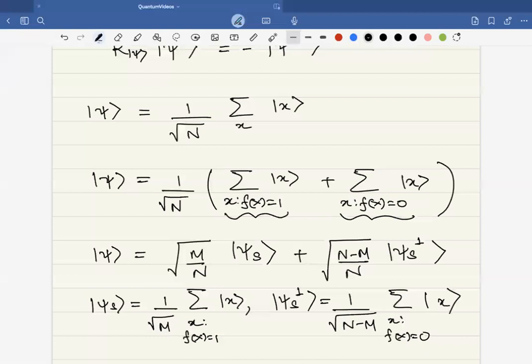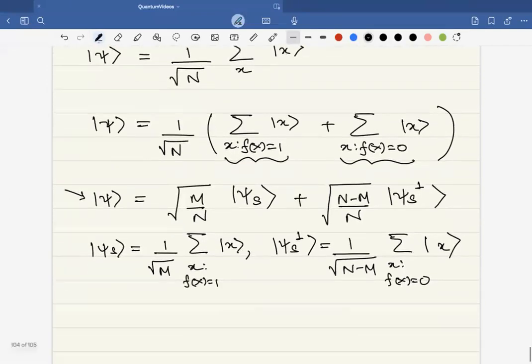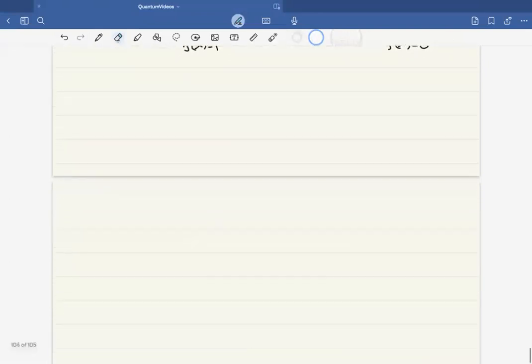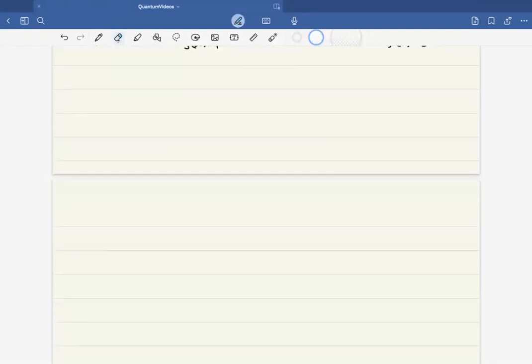So these are two normalized vectors, and I've written the uniform superposition vector as a linear combination of these vectors. The visual picture looks like this. Let me rewrite it on the next page because I will need some space over here. Let me just write the visual picture is the following.